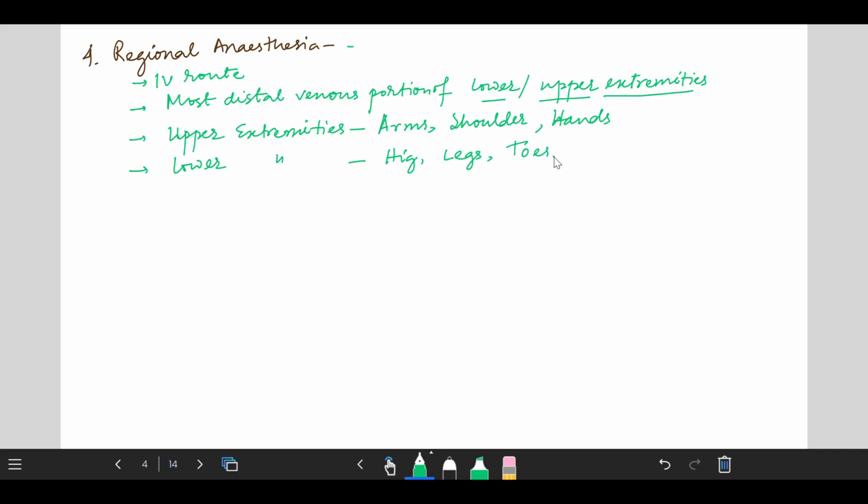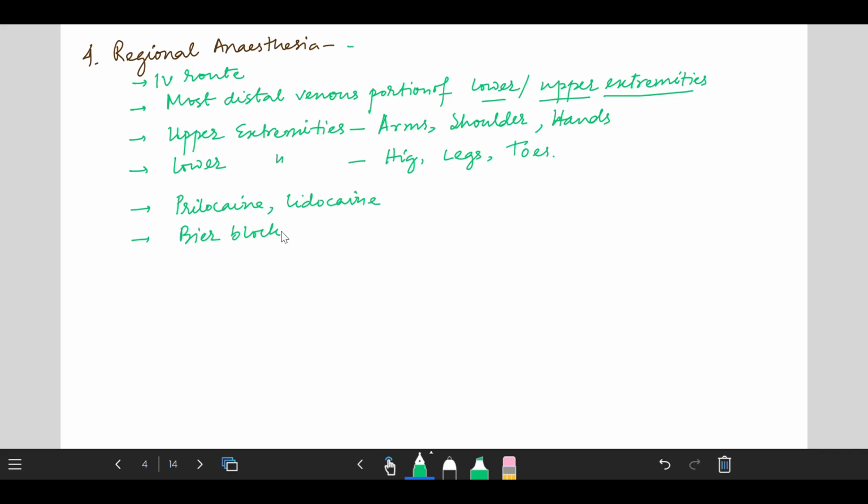Okay, and the drugs of choice are prilocaine and lidocaine. An interesting fact is that it is also known as Bier block, which is named after a professor of surgery who lived in Berlin, Karl August Bier, who applied this technique in 1908.